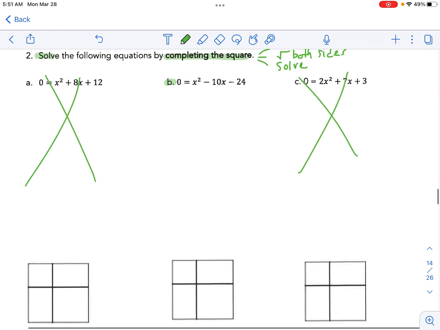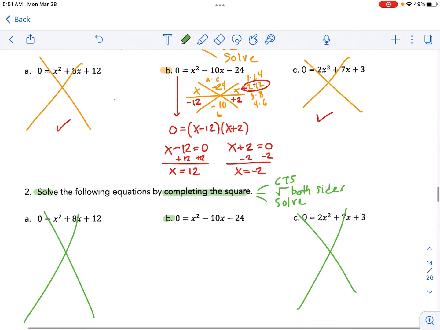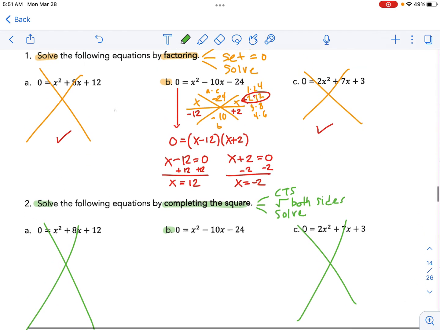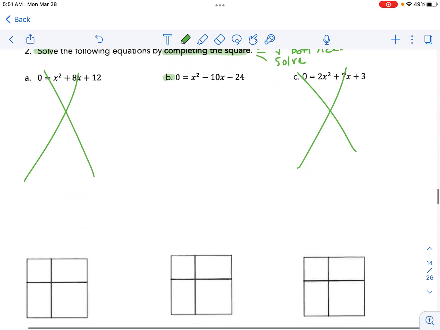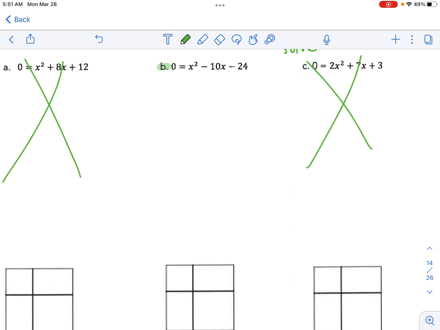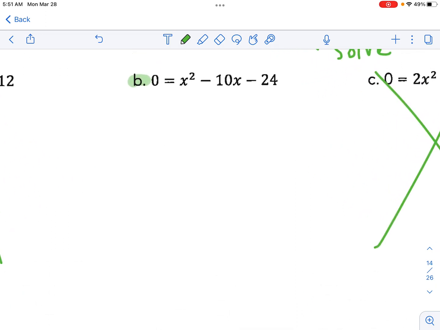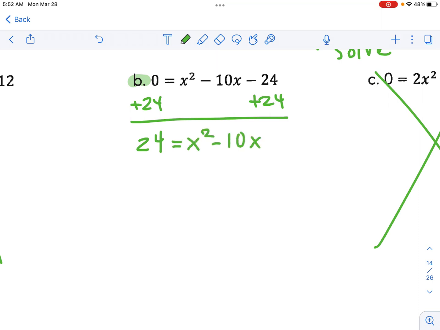Okay, if you're tuning back in, I'm assuming it's the same. Oh, well, that's okay. I didn't realize these were identical, but let's just see how a different technique leads to the same answer. Completing the square here is first getting the x and the x squared terms, these two terms, by themselves on one side, and then moving the constant term to the other side. So the first thing we're going to do is add 24 to both sides. So we have 24 equals x squared minus 10x.